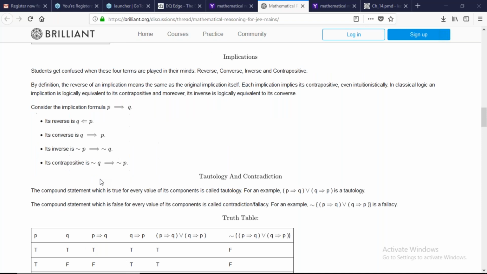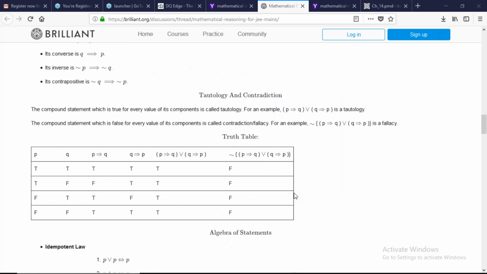Inverse is different from contrapositive. In the inverse, it is negation P implying negation Q, but when it comes to the contrapositive, negation Q is implying negation P. It's the other way around. When I say implies, it means if P then Q, right? So what you assume matters. For an inverse, you assume negation P and prove negation Q, but for a contrapositive you take negation Q and prove negation P. There's a difference there.